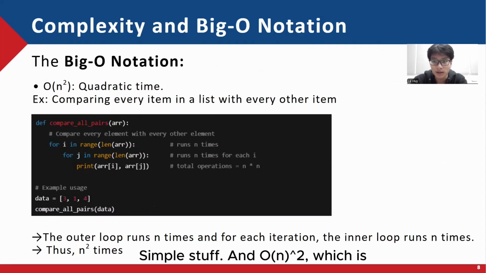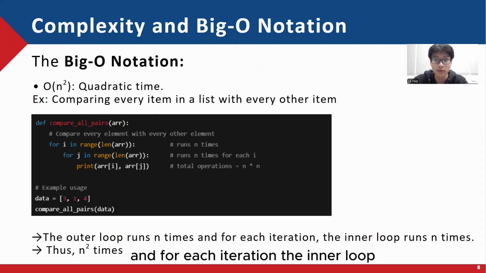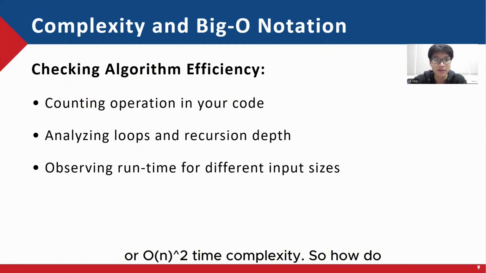Simple stuff. And O(n squared), which is quadratic time. An example would be comparing every item in a list with every other item. As you can see in the code here, I used two for loops. Similarly to the last example, the outer loop runs n times, and for each iteration, the inner loop also runs n times. Thus, n multiplied by n is n squared, giving O(n squared) time complexity.